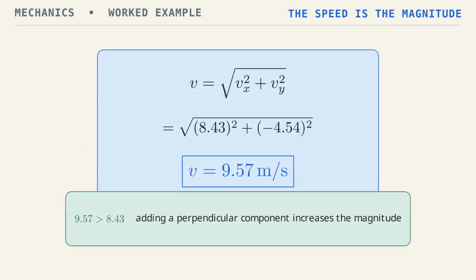Speed is the magnitude of the velocity vector. Because the horizontal and vertical components are perpendicular, apply the Pythagorean theorem. The square root of 8.43 squared plus negative 4.54 squared. The impact speed is 9.57 meters per second. It is larger than the horizontal component alone, as it must be after gravity has added a downward component.